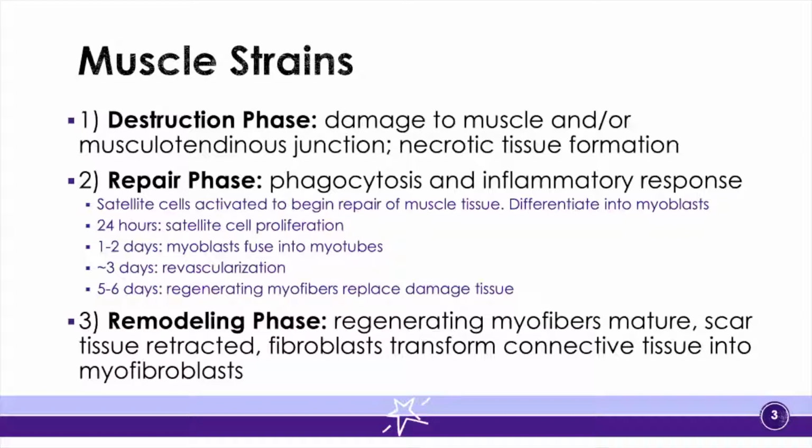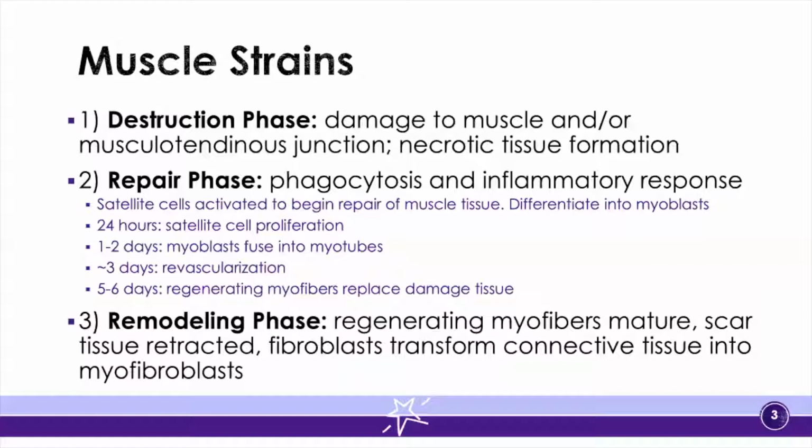So first it starts out with satellite cells that are being activated to help begin repair of the muscle tissues. The satellite cells will proliferate and become a huge abundance in this injured area within the first 24 hours. And these satellite cells will differentiate into what are called myoblasts. So these are the fibers that are starting to lay down all of the tissue to repair the injured area.